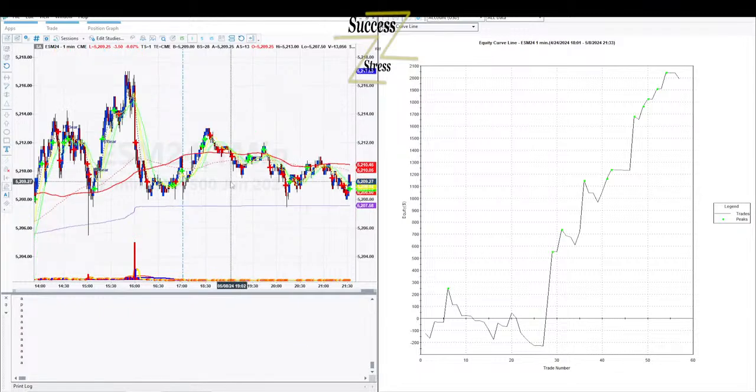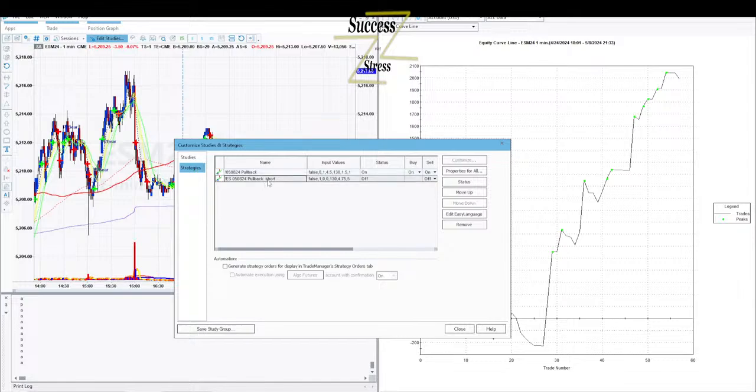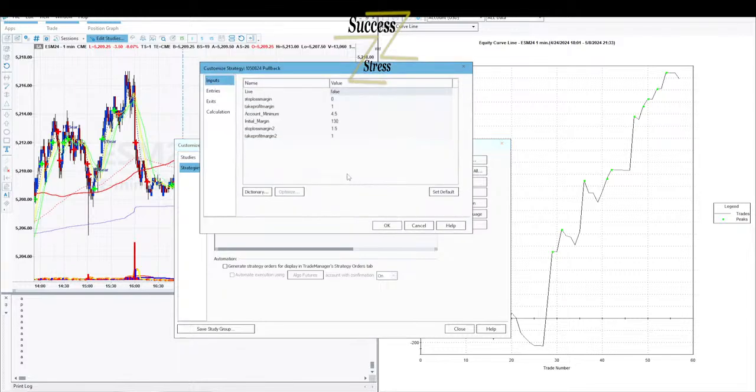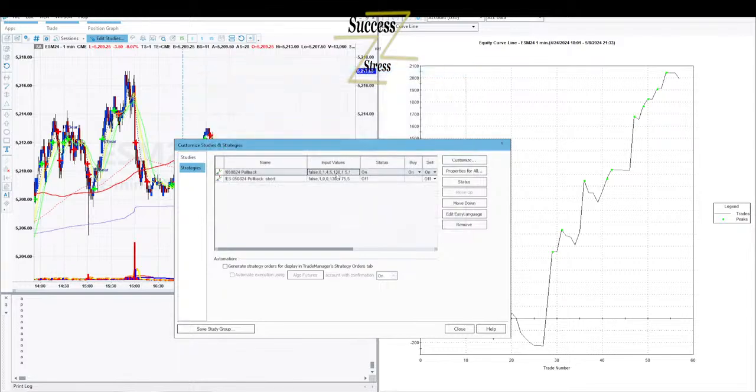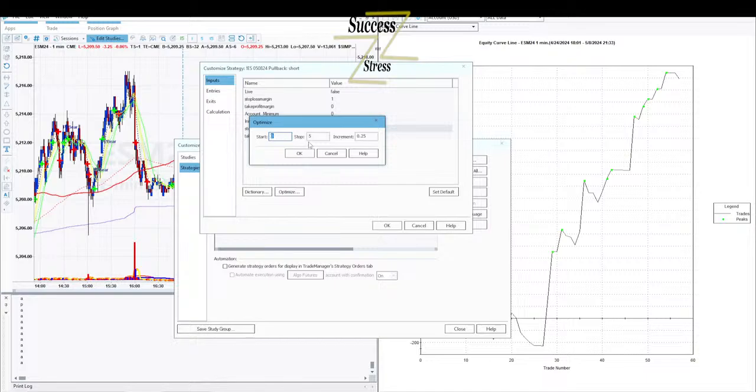All right, so the only thing I do is go back now and change that from the long. Let's move it to the short. All right, turn this off. Status. Turn this on. Customize. So this is the short version.